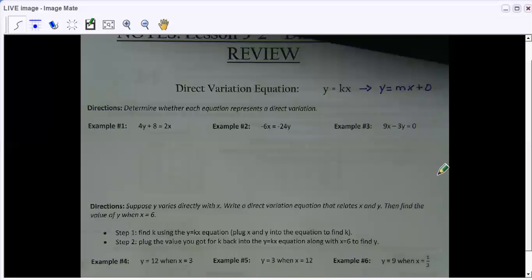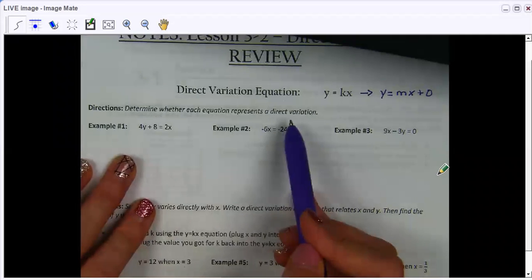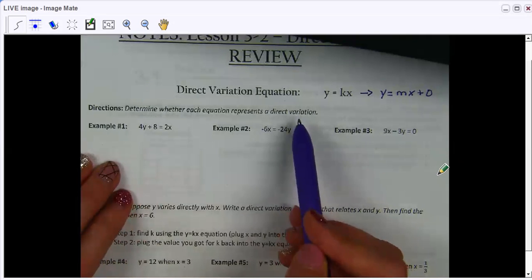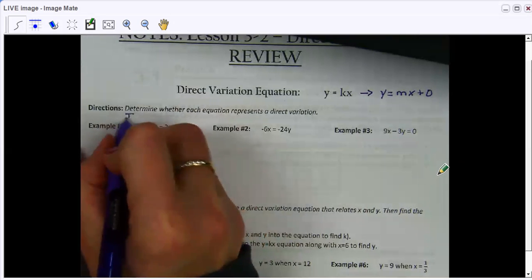Here we go. So when you have an equation and you're trying to figure out if it's a direct variation, the key is isolating the y. You have to isolate the y.